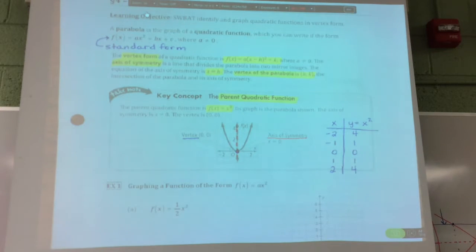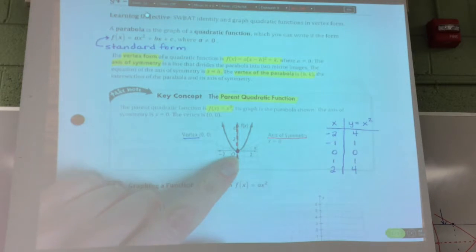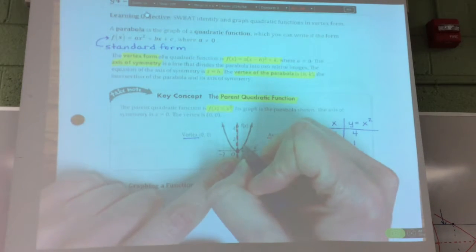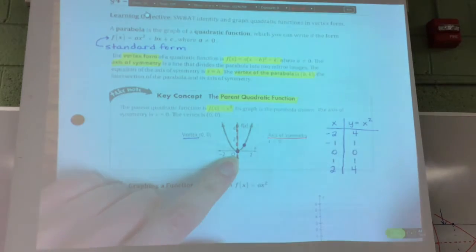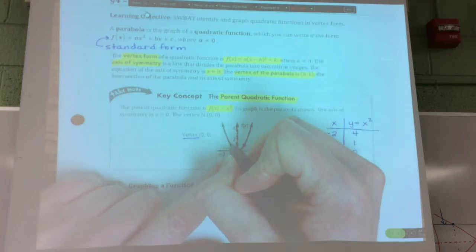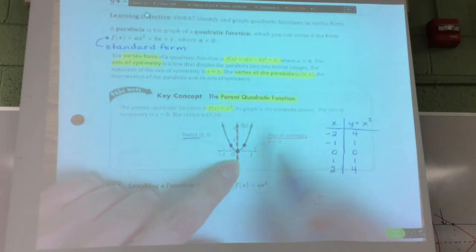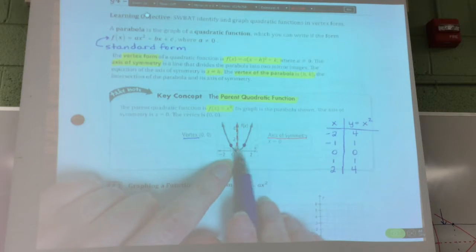So what you need to realize is the parent function has its vertex at (0, 0). It has a point at (1, 1) and at (-1, 1). And if you notice, that's 1 up, 1 over, and 1 up, 1 over the other direction.